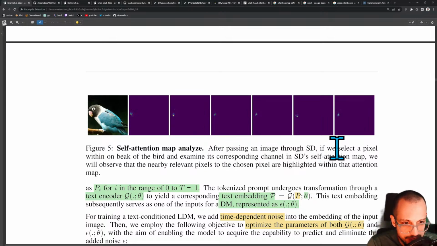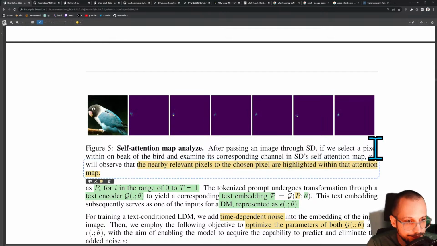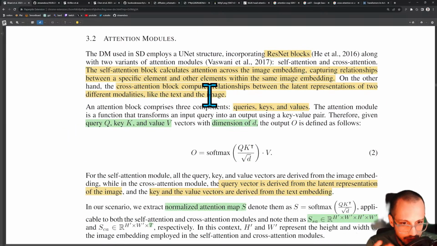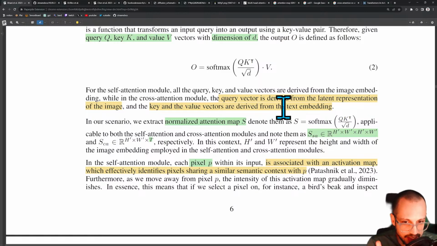After passing an image through Stable Diffusion, if we select a pixel on the beak of the bird and examine its corresponding channel in the self-attention map, we will observe that the nearby relevant pixels to the chosen pixel are highlighted in that attention map. Okay, so that makes a ton of sense, but it's important to realize that the self-attention map is basically going to tell you what other pixels are related to this pixel.